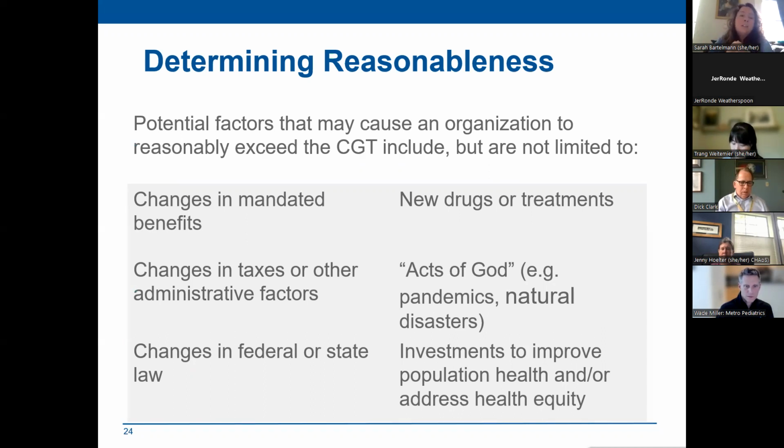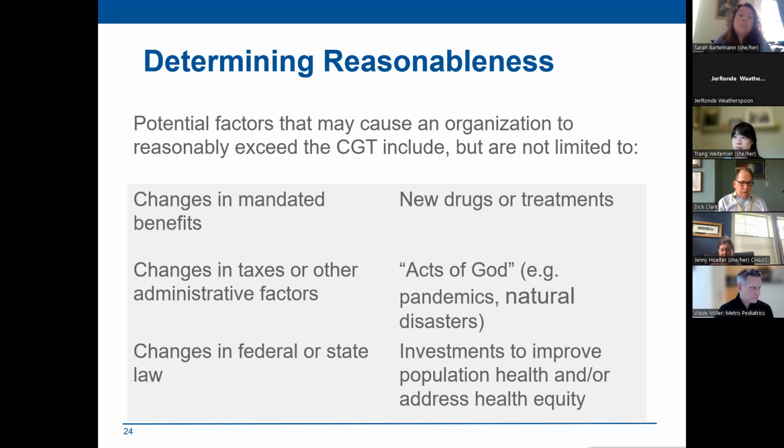So let's say the legislature mandates a new benefit that commercial insurers in Oregon have to cover. That is out of your control as the health system. That is a benefit change that has been mandated that will likely affect cost. If that is the reason that you exceeded the cost growth target, that's okay. That's a good reason. That's a reasonable reason, and no accountability mechanisms would apply.